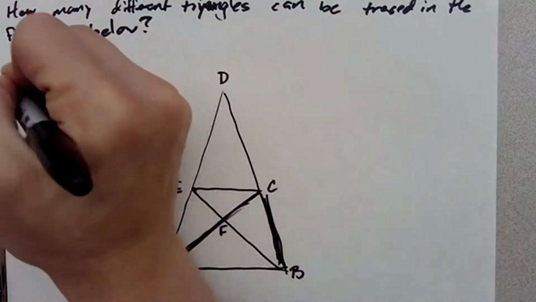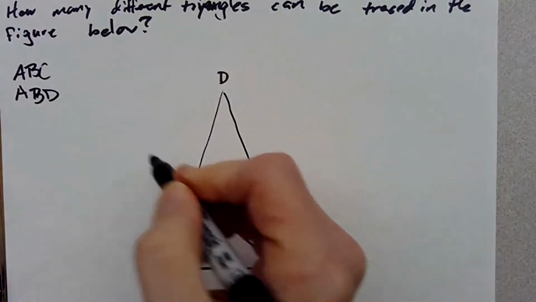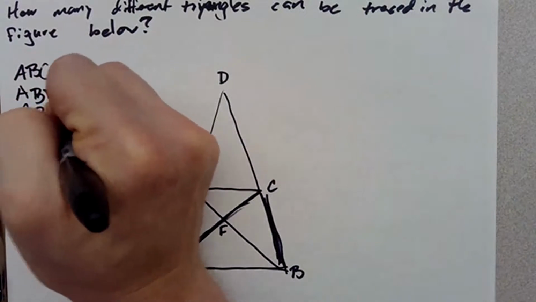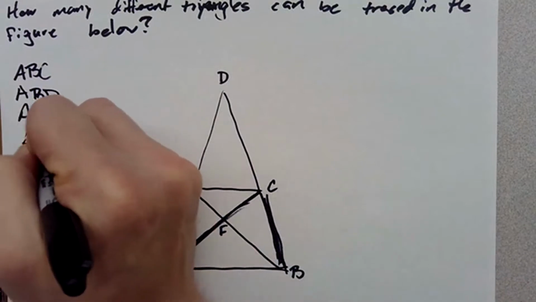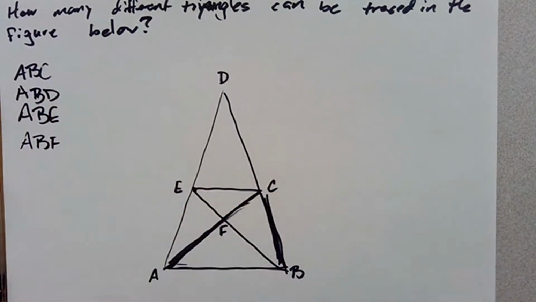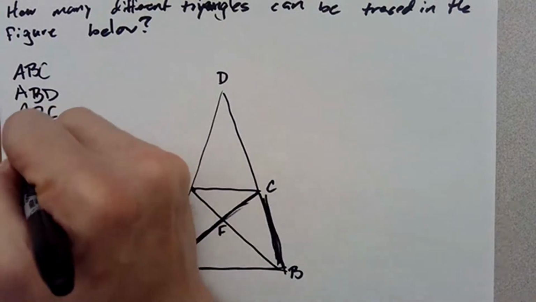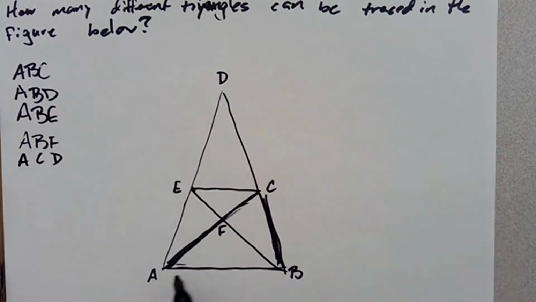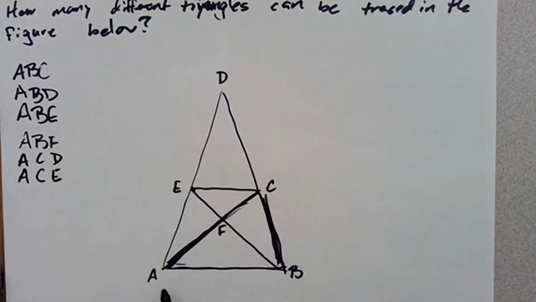Likewise, I can go ABD, ABE, that's fine. And we've got ABF. This is systematic listing. Okay, I've done everything I can with A and B, so now I go ACD. And I go ACE. But I can't go ACF because they're all on the same line. That wouldn't make a triangle.